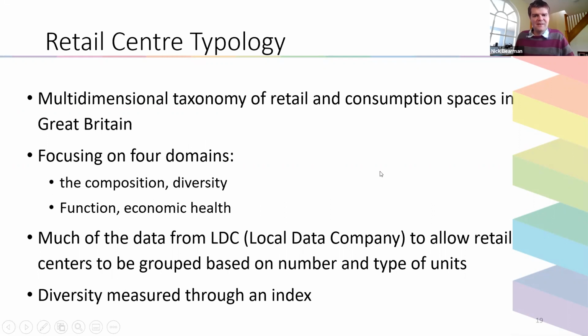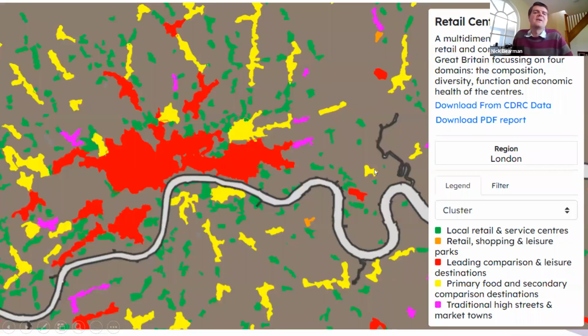Okay, and again, we also have this on the map site. We're looking at central London now. We have 5 top level groups here. Yeah, and these are all based on a series of input data.